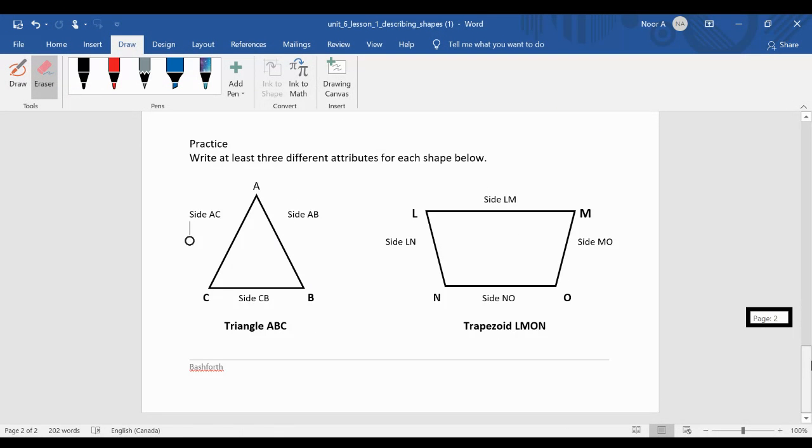Okay, now to practice, write 3 different attributes for each shape. Looking at this one here, what kind of attributes do we have? And then this one here, what attributes do we have? I'm going to leave this so we can do this together in our lesson. I will pause the video so you guys can have a chance to look at it, but I will go over this with you.